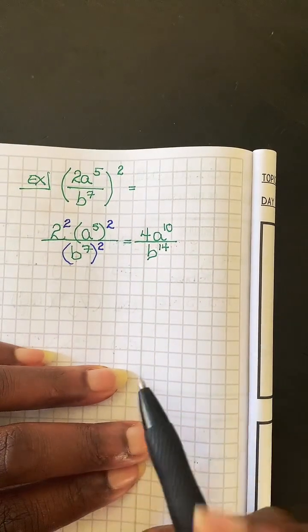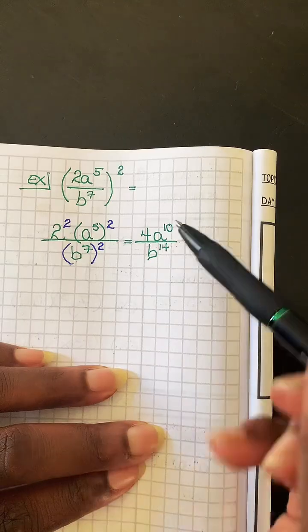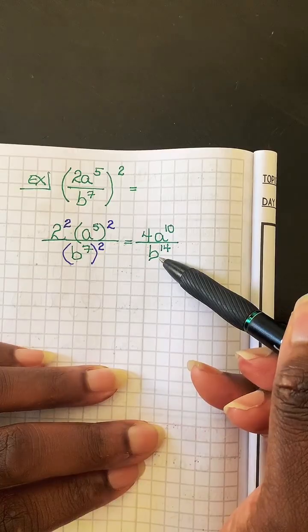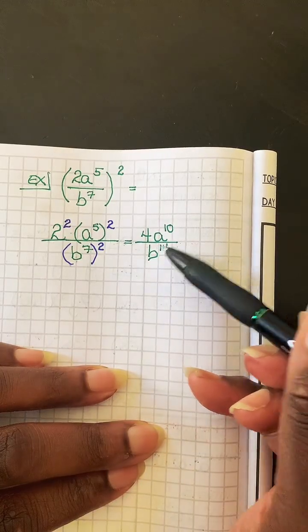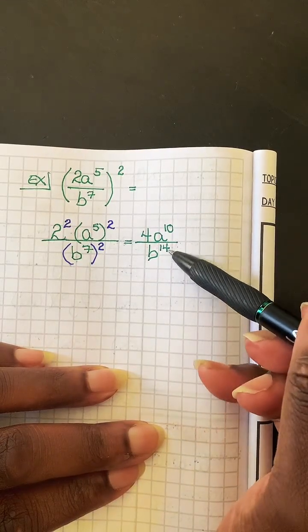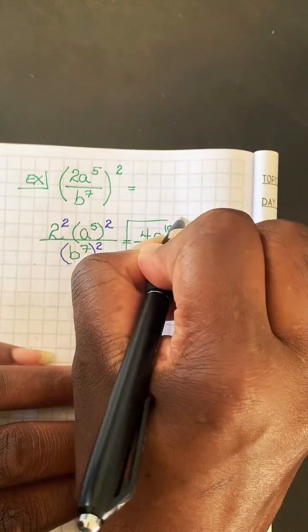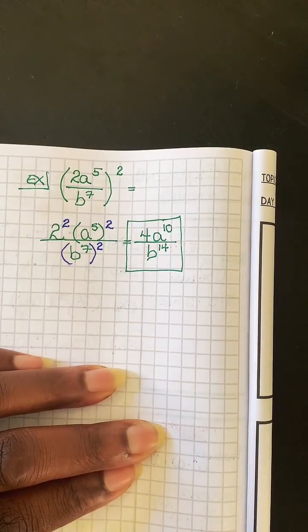Now, this is how I know when I can stop. This is a base of a, this is a base of b. They're not the same, so that means I cannot subtract these exponents. This is my answer.